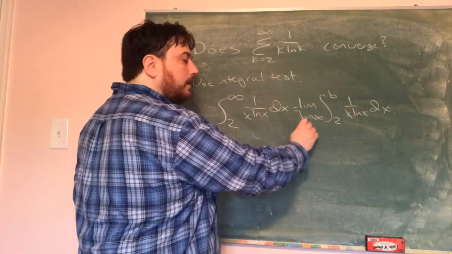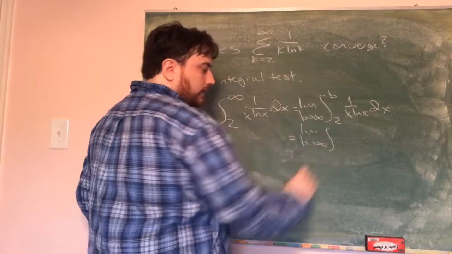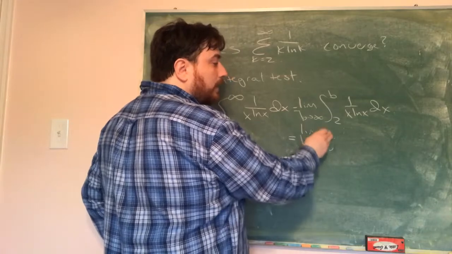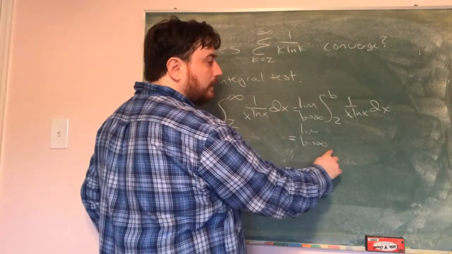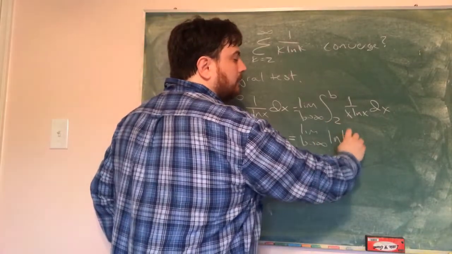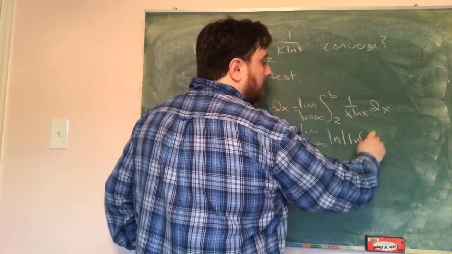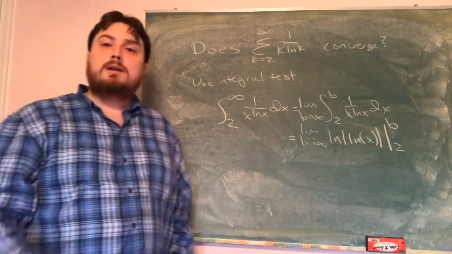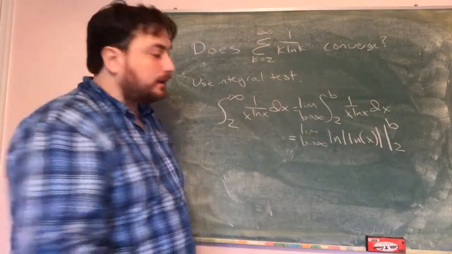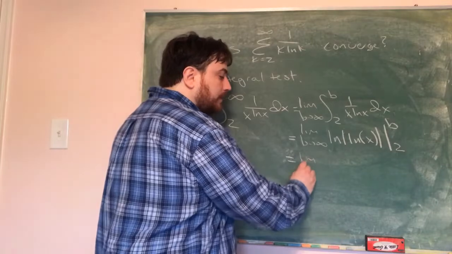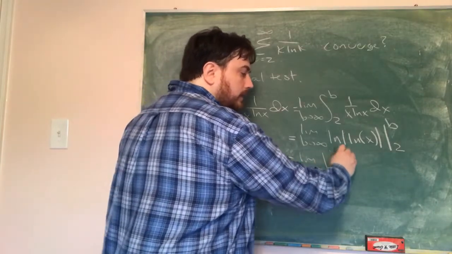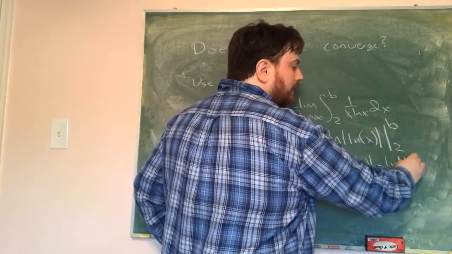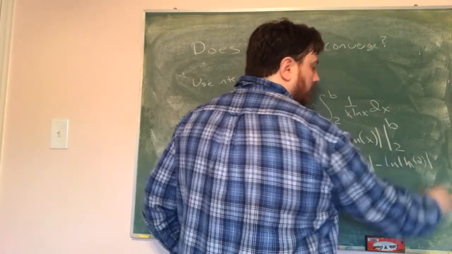And because I'm going to b, which is a constant number, before I take the limit anyway, I can use the fundamental theorem and find the antiderivative, which we said was the natural log of the absolute value of natural log of x. And I'm going to evaluate from 2 to b. So what does that mean now? It means I plug in b and I subtract out plugging in 2. So I get the limit, as b goes towards infinity, of natural log of the absolute value of natural log of b minus natural log of the absolute value of natural log of 2.